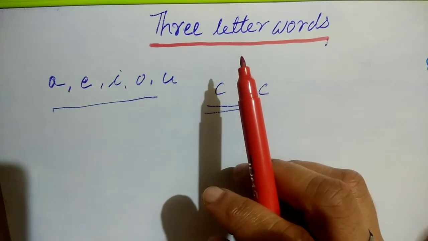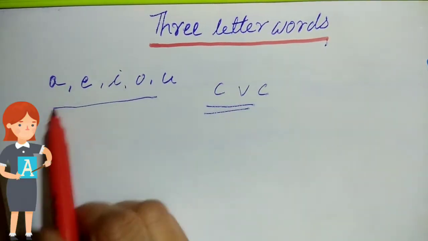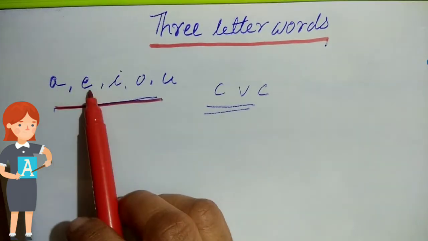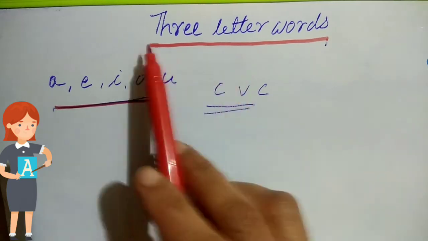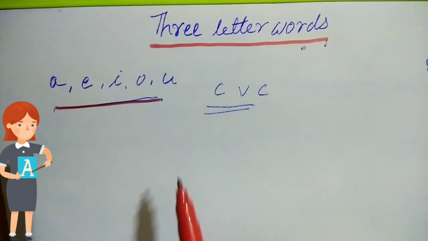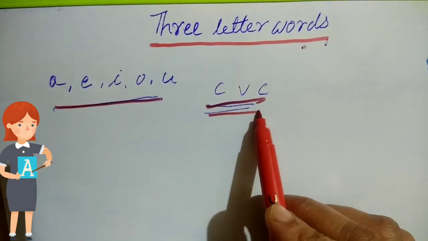After learning two-letter words, I will teach you three-letter words with the help of vowels: A, E, I, O, U. We can make three-letter words. Three-letter words can be introduced with the help of the CVC pattern.